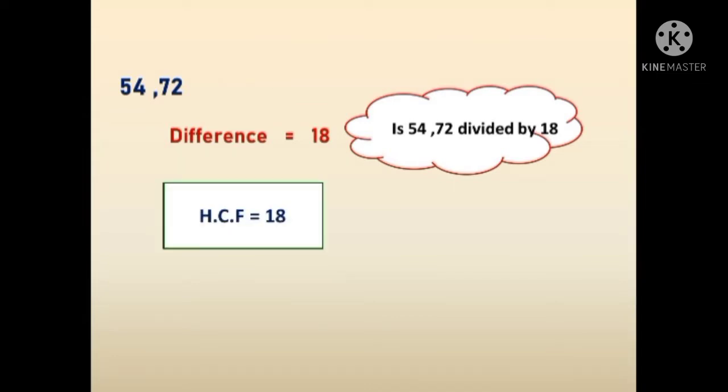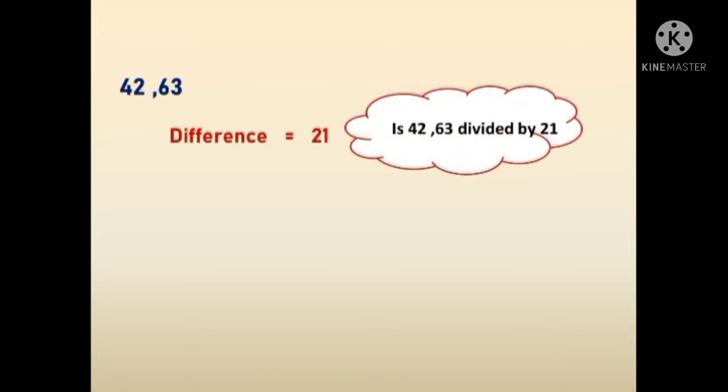So compared to the previous method, this method saves our time a lot. So you can use this method especially for competitive exams. Let us solve one more example in the same model. The next question is to find the HCF for the numbers 42 and 63. For that, first we have to find the difference of 42 and 63. So the difference is 21.